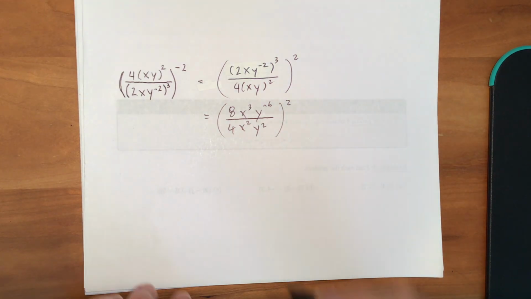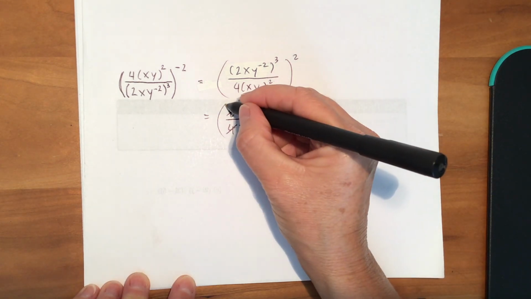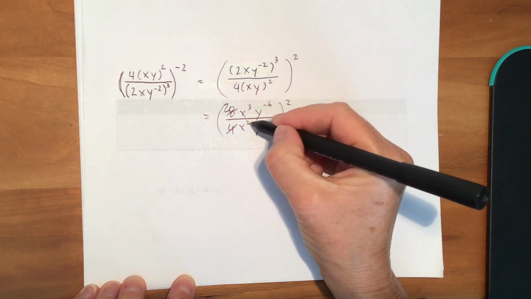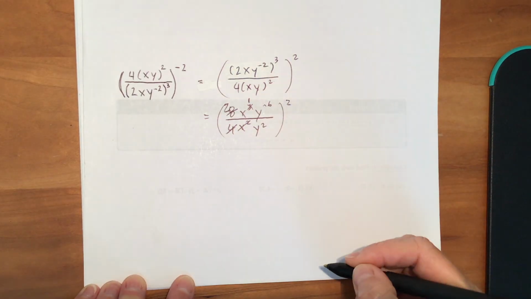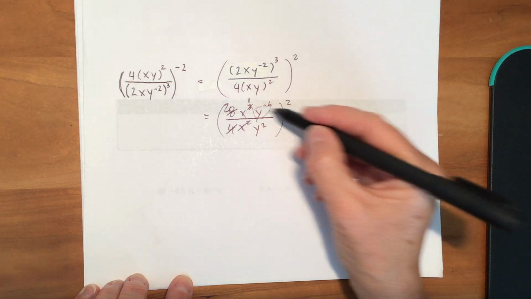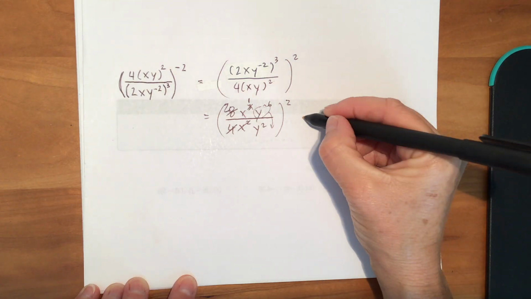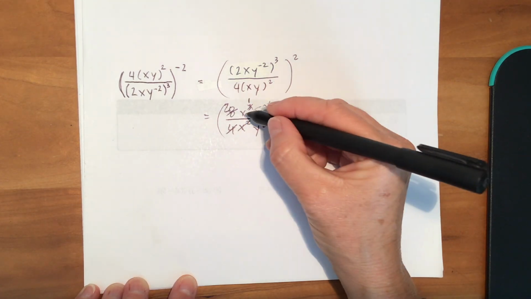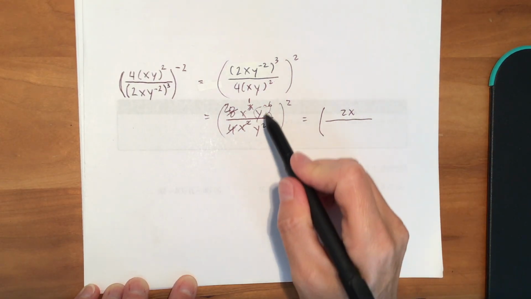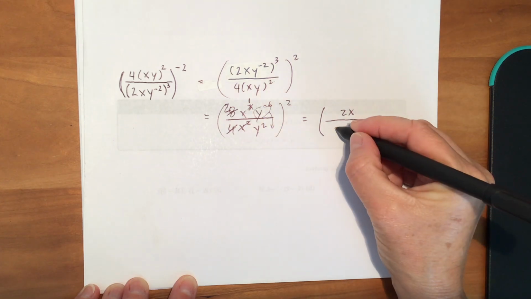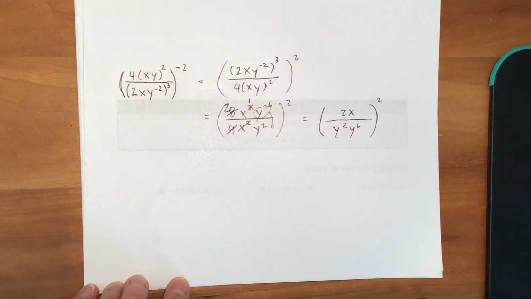All right, so now the 4 goes away, and it takes part of that and leaves us with a factor of 2. This x squared cancels with 2 of these x's, leaving us with x to the power of 1. And then what I'm going to do is take this y to the negative 6 and bring it down into the denominator as y to the positive 6. So I have 2x in the numerator over y squared, y to the 6th. And that is being raised to the power of 2.